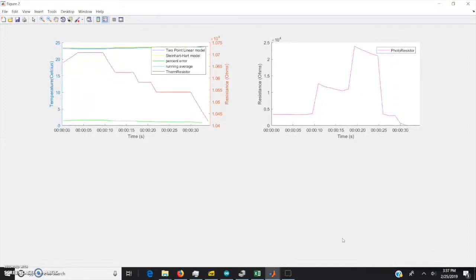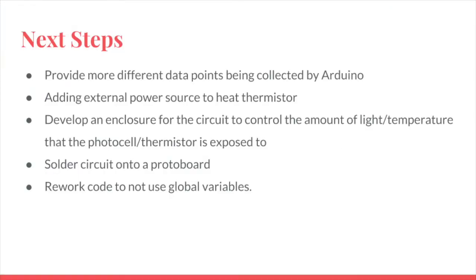So several steps that we could take to improve this are: graph different types of data like current, add an external power source to heat the thermistor, put the circuit on a protoboard by soldering it, and then put that protoboard into an enclosure to reduce the amount of light that the photocell would receive, and rework the code so it doesn't have global variables.